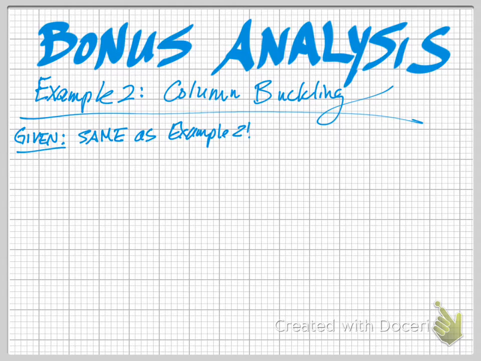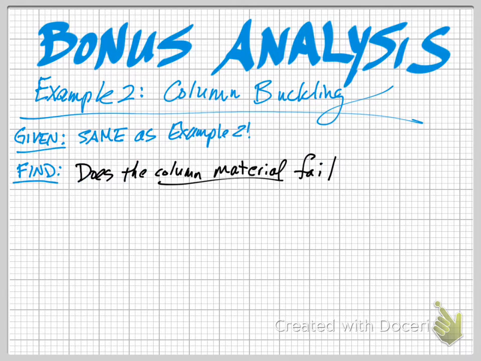So the information that we're given is exactly the same as example 2, and you can even use the results of example 2. But now the question is going to be slightly different. The question is, does the column material fail under the compressive stress induced by the 10,000 pound load?